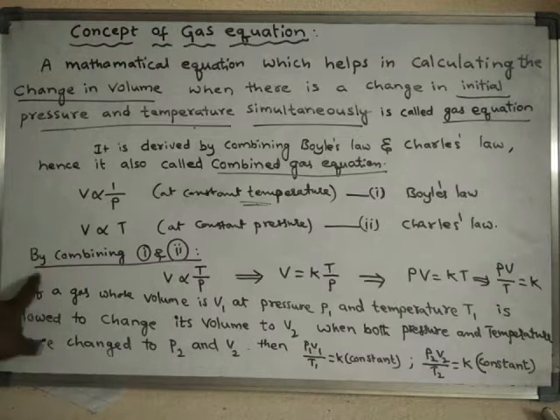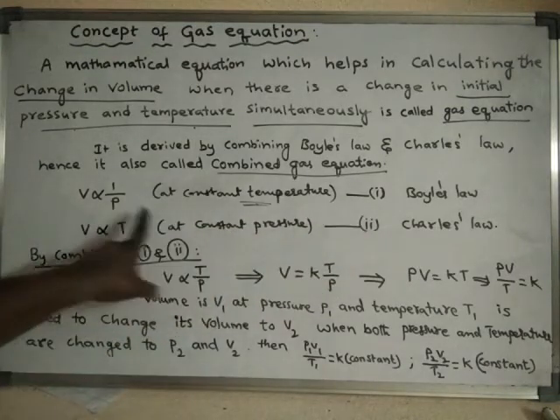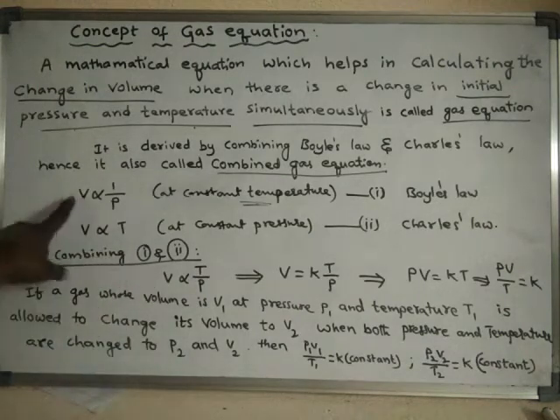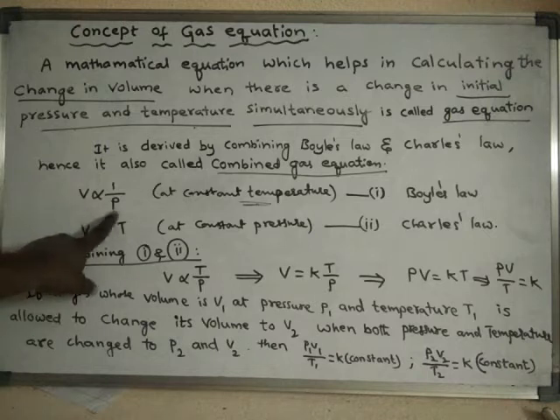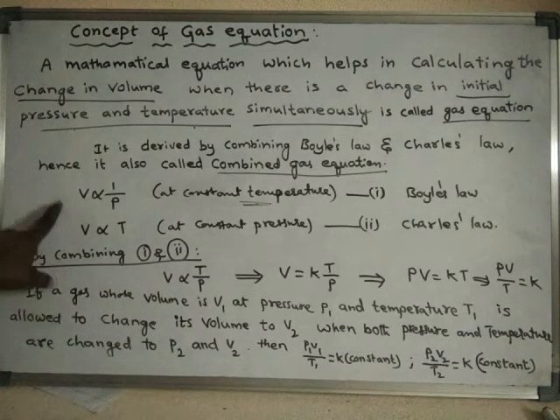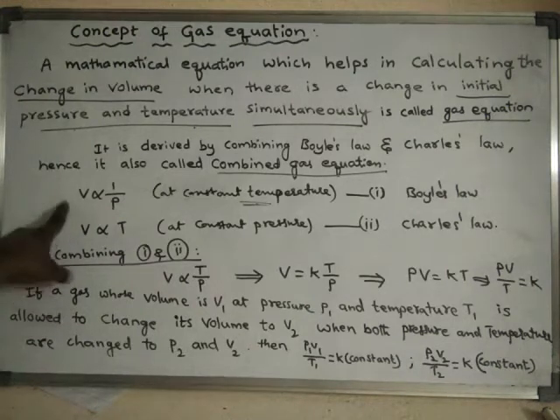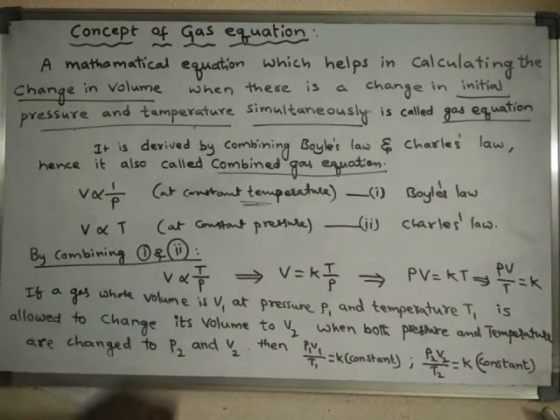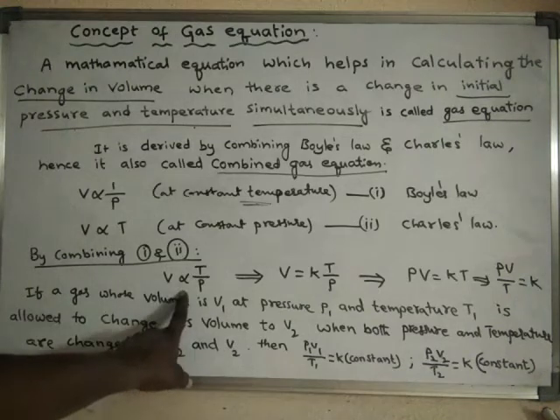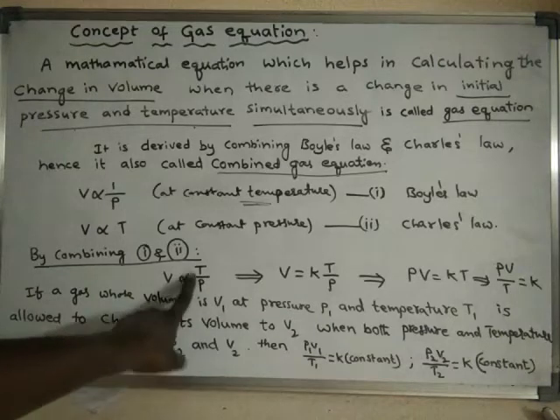By combining these two, we get: volume is directly proportional to temperature, and volume is inversely proportional to pressure. Upon combining these two laws, you get the relationship like this. It can be written as an equation.